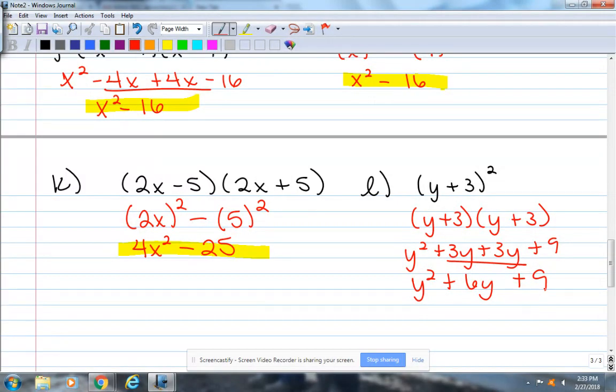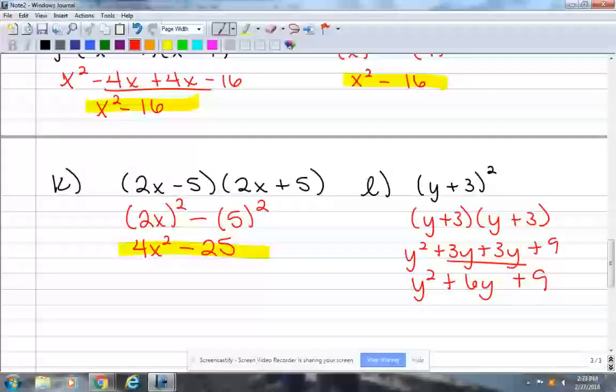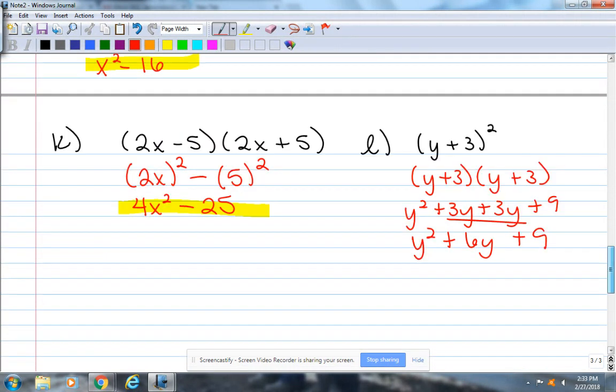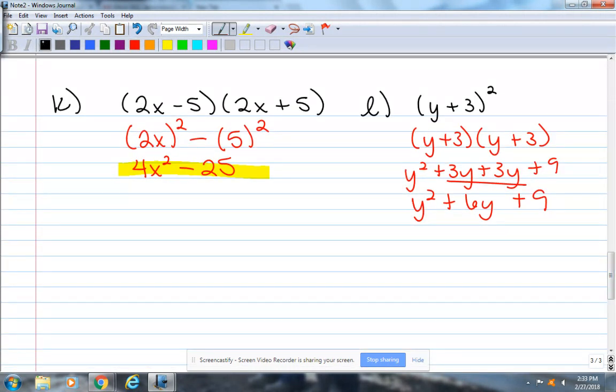Okay? A binomial squared, you have to multiply it times itself. No shortcuts for that. Only use shortcuts for difference of squares. All right? Binomial squared, multiply it times itself, FOIL it, distribute it, whatever you want to call it. Let's do another.